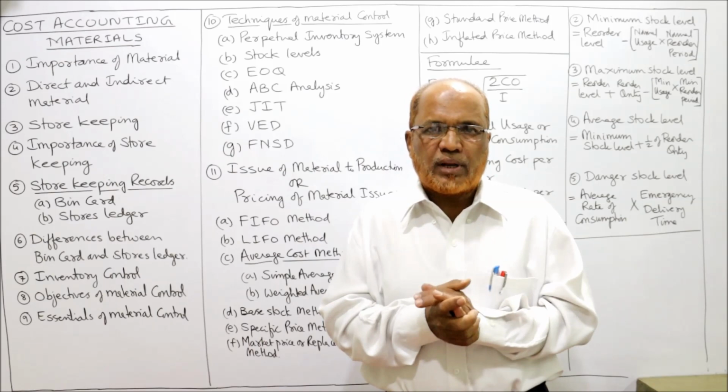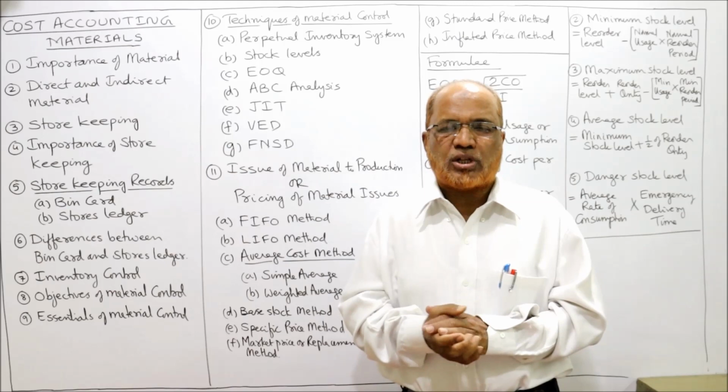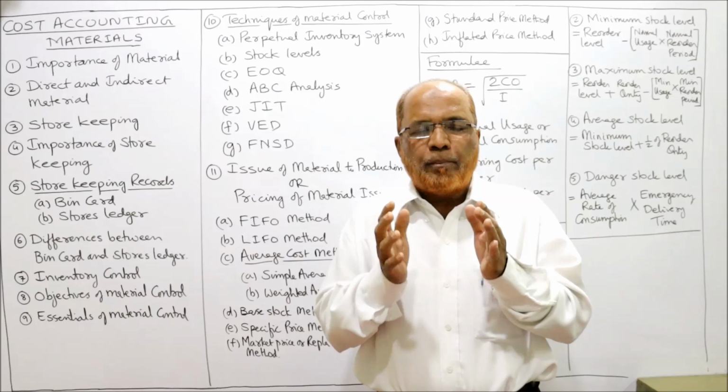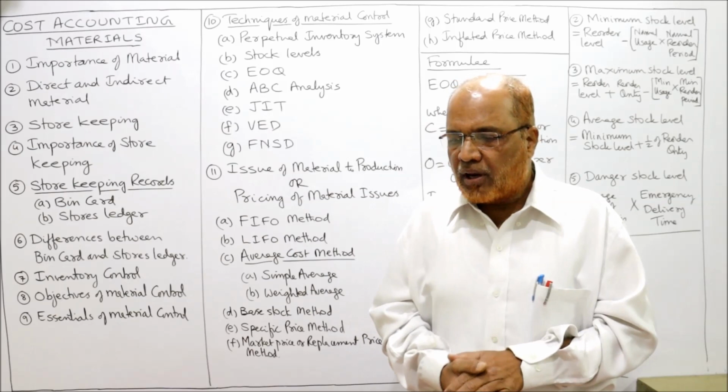So this shows that material is a very important, first component of the total cost of production. That's why there is a need to control and manage the inventory. Inventory should neither be excessive nor should there be shortage. We have to maintain a proper inventory according to the requirement. If you keep more, it is a problem; if you keep less, it is also a problem. So adequate inventory should be maintained. Now this shows the importance.